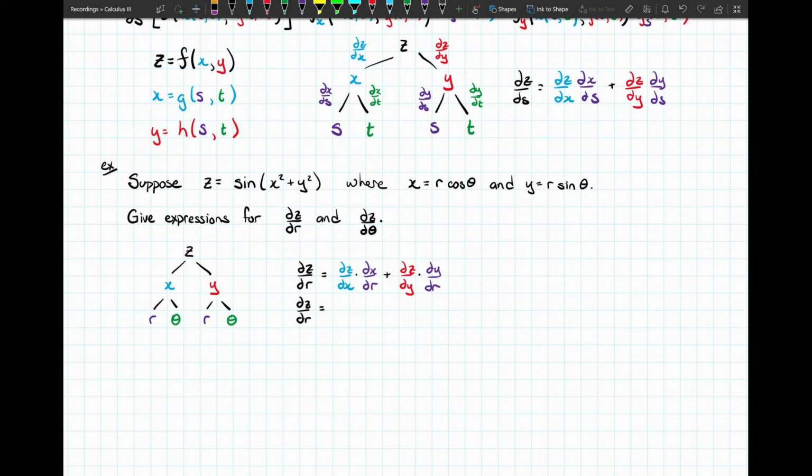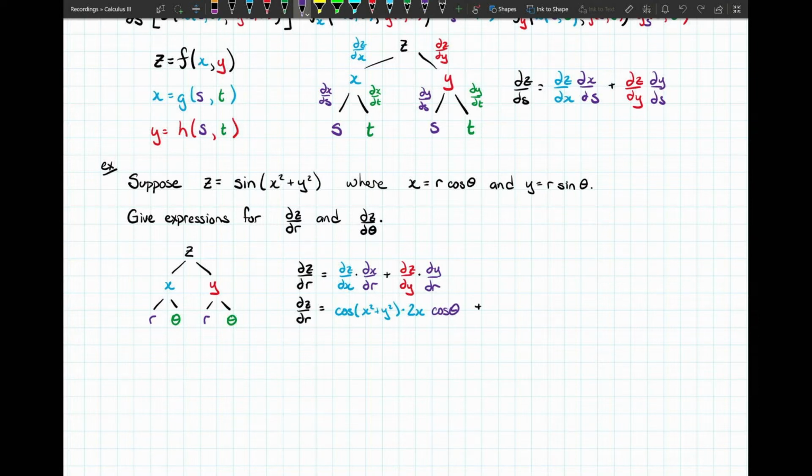For del z by del r, we'll start off with the partial derivative of z with respect to x. That's just going to be a small regular chain rule there. The derivative of sine will be cosine of x squared plus y squared times the derivative of the inside, which is 2x. That's just our classic chain rule that we're probably already familiar with from single variable calculus. And then we still have to multiply by the rate of change of x with respect to r. And here we're going to be treating cosine theta as a constant. So the rate of change of x with respect to r is simply cosine theta.